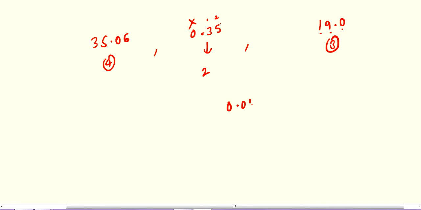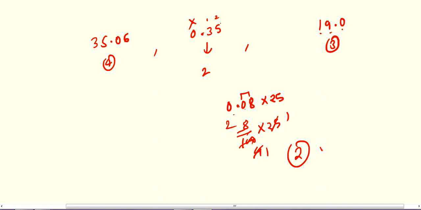One is 0.08 into 25, so 0.08, after decimal we are having 2 places, so this can be written as 8 upon 100 into 25. 25 1 ja, 25 4 ja, 4 1 ja, 4 2 ja, only 2 we are getting, so only one significant digit here. Clear?